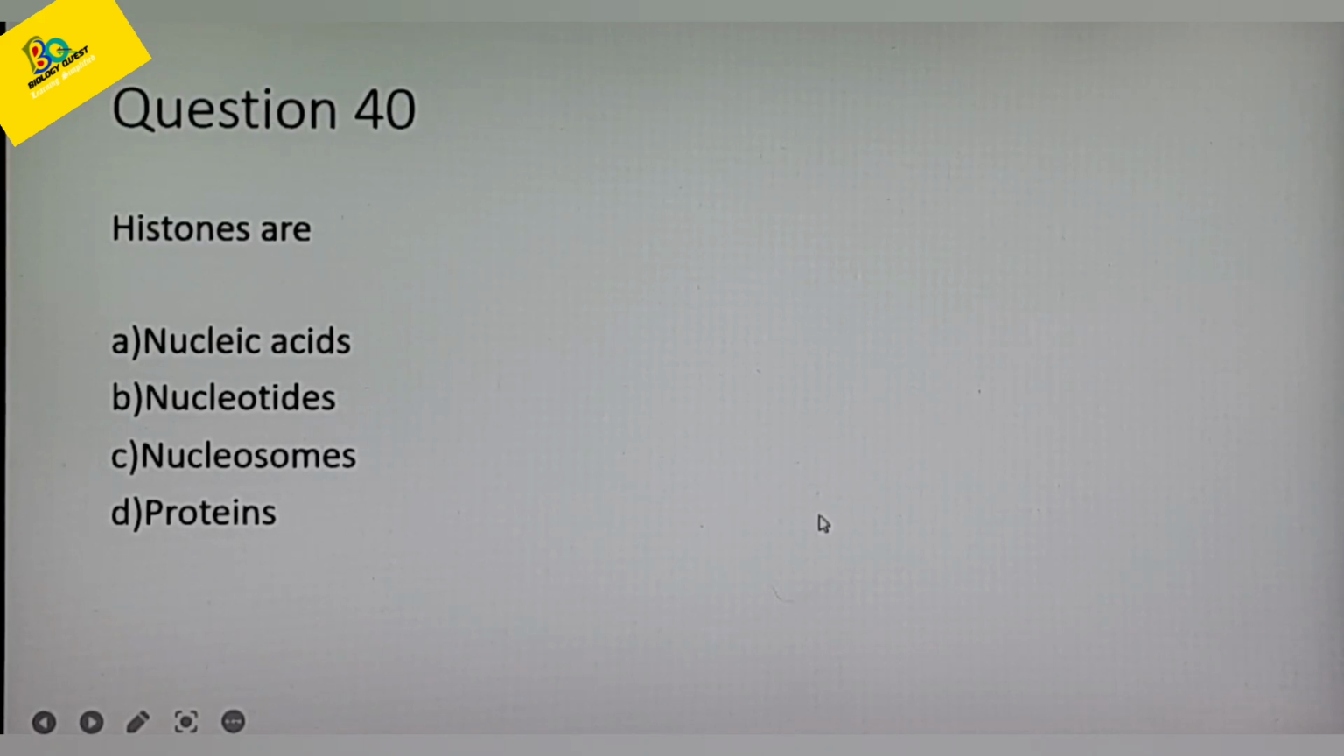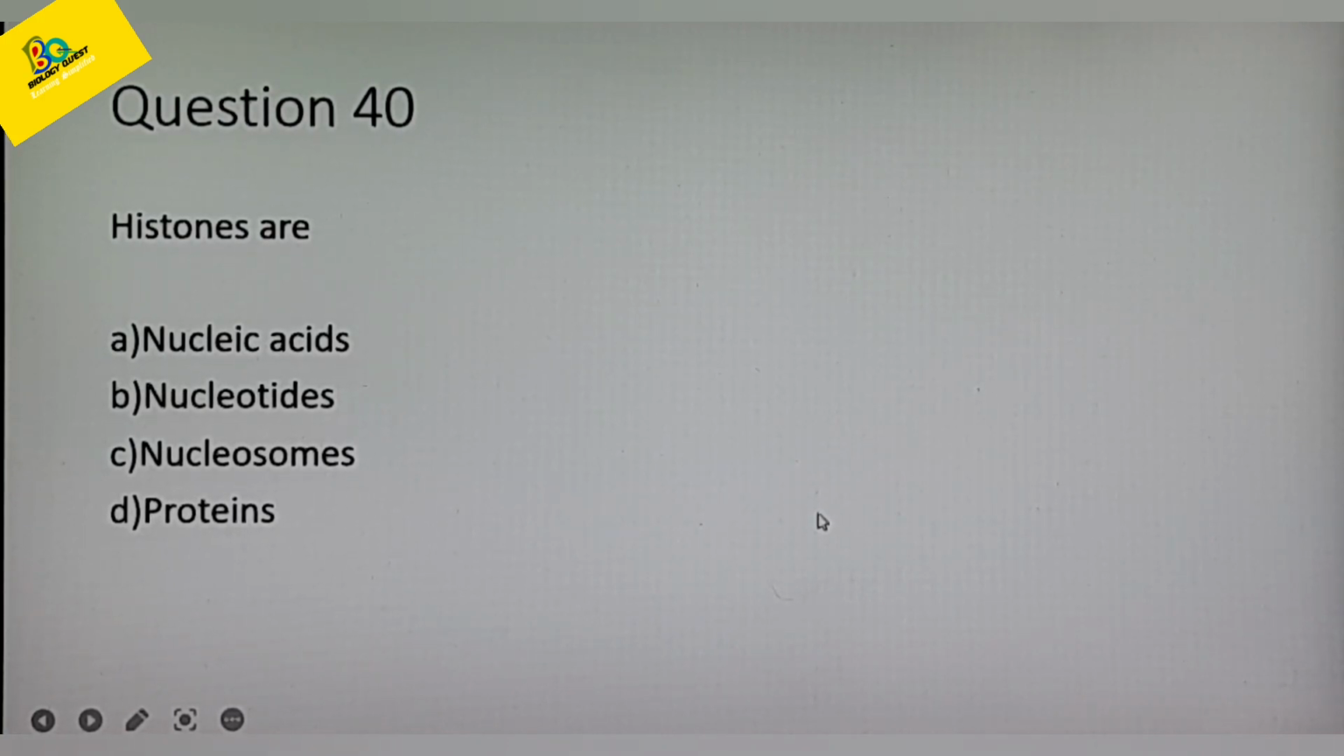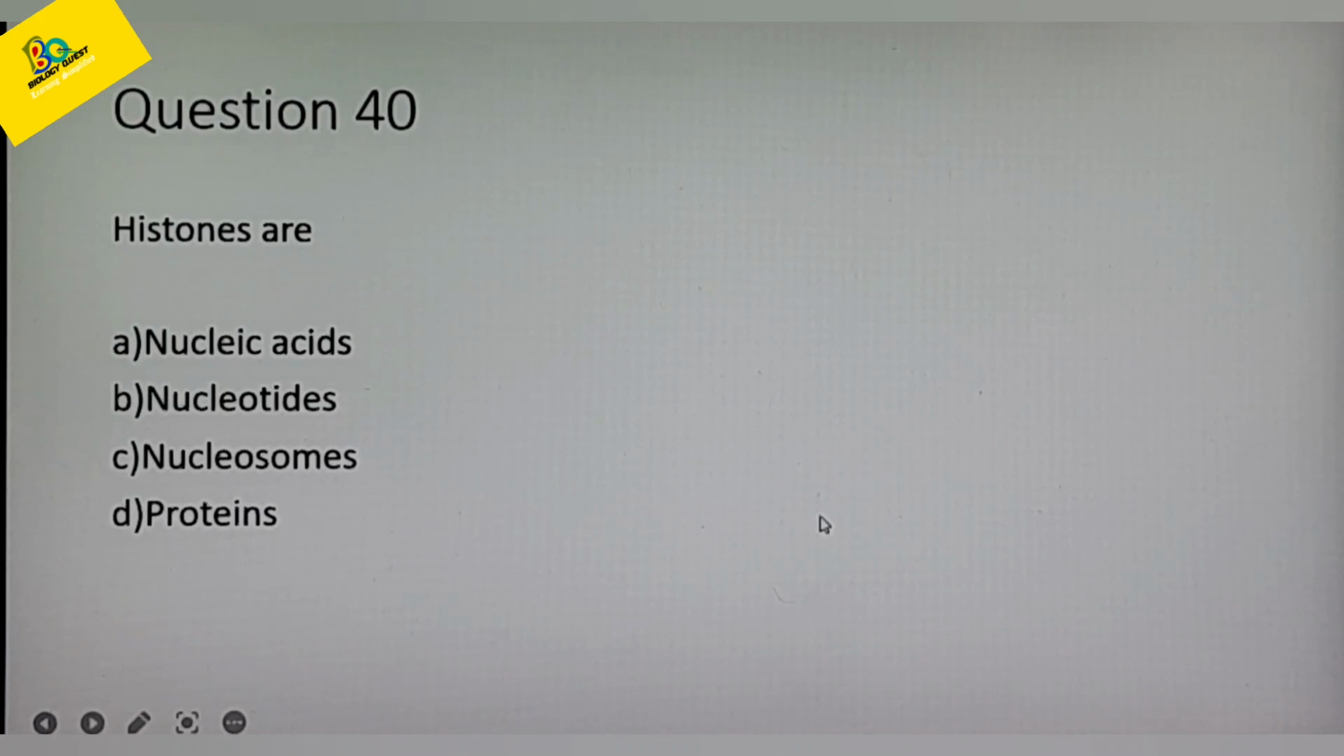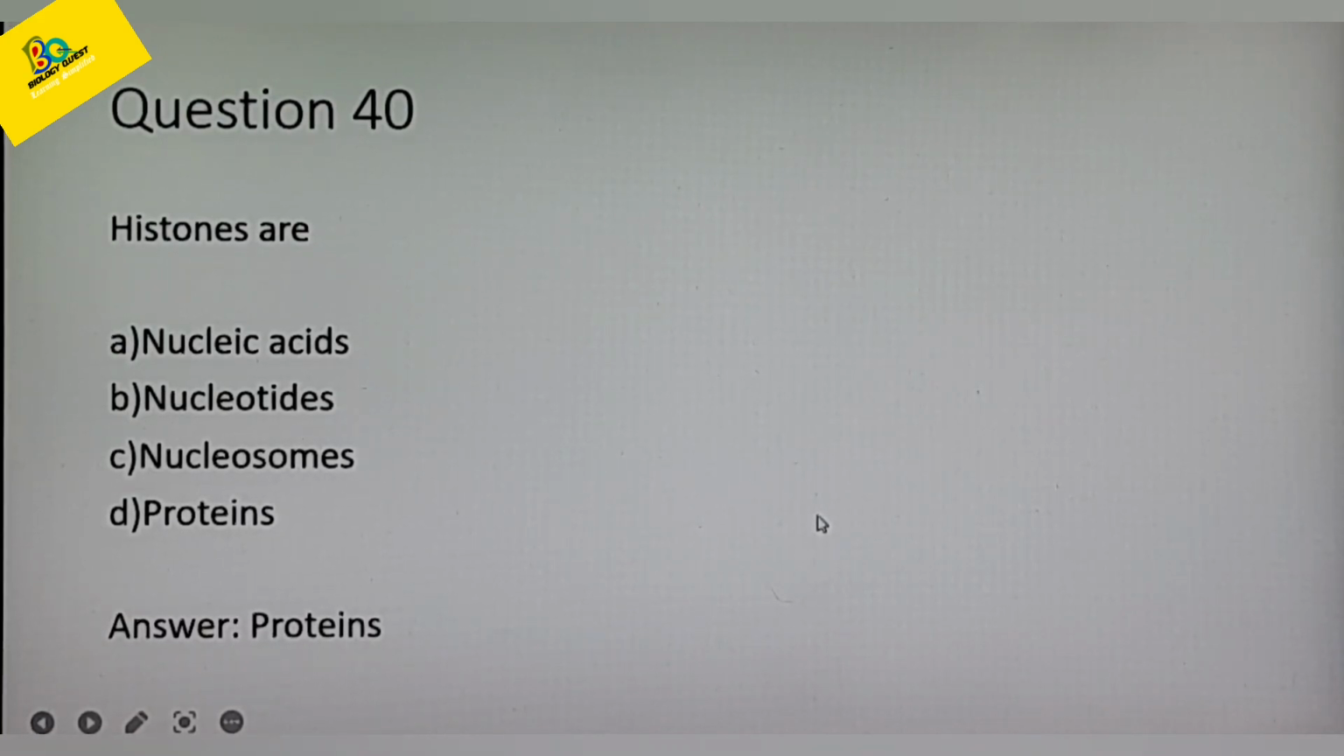The basic components of the chromatin include the DNA and the histone proteins. Histones are found in the chromatin. They are proteins that help in the coiling or the packaging of the DNA into units called nucleosomes. So the correct answer is option D, proteins. All the others we know, we have discussed it several times, so I am not planning to repeat it again.